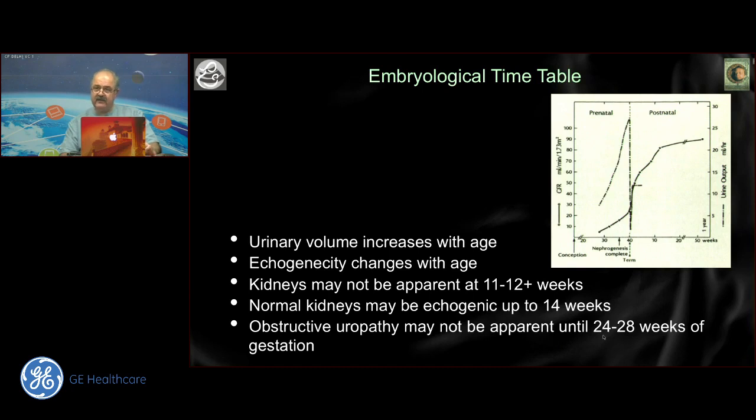It works the other way as well. So if you have a hyperfunctioning kidney, you might find an obstructed system at 28 weeks. And when the fetus comes back and the kidneys have failed, you may no longer pick up dilatation. And that is something you have to be very careful about.